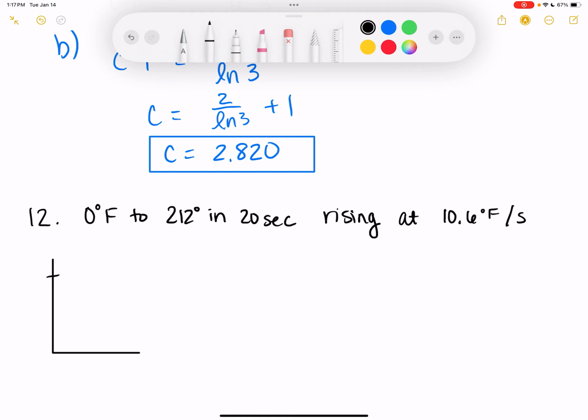Okay. Back to this problem. This will probably be where we stop for today, just because I need to also print off my quiz for next period, and we should be able to get through the rest of it tomorrow. Okay, so we have this thermometer that's been taken from the freezer and put in boiling water, and it goes from 0 degrees Fahrenheit to 212 degrees Fahrenheit on the thermometer in 20 seconds. So basically what they're asking us to do is explain why at some moment in that interval the mercury was rising at exactly 10.6 degrees Fahrenheit per second.